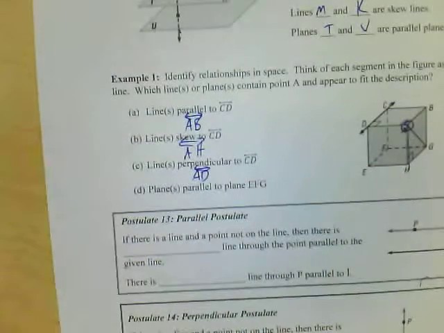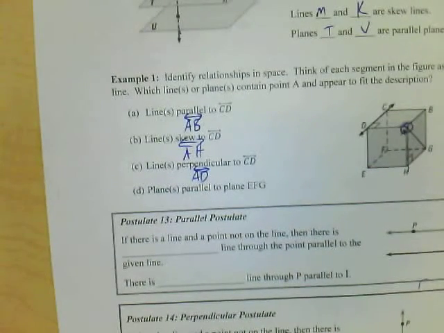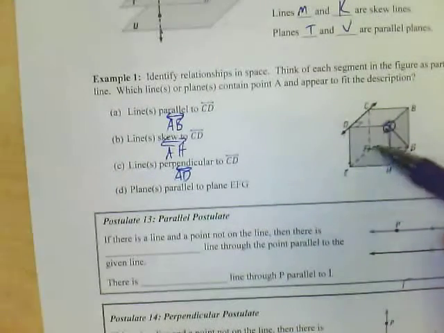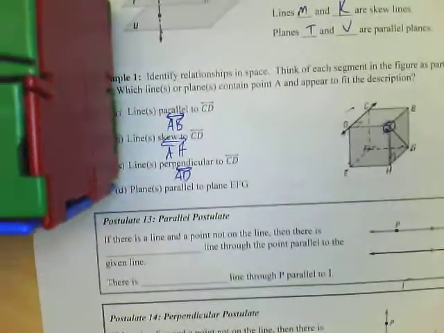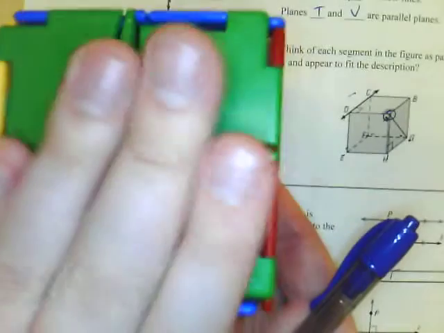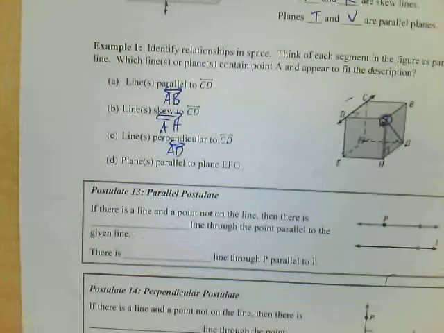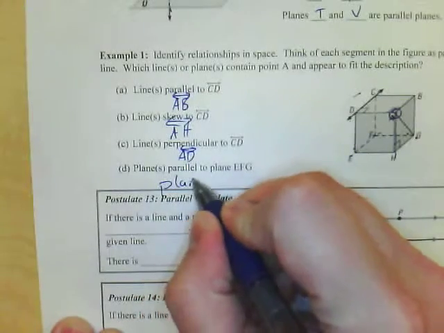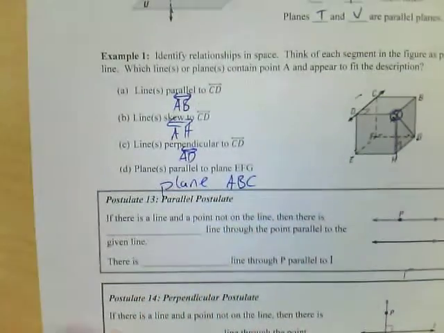And then if we want a plane parallel to EFG, well, plane EFG, that's the bottom plane. We have these 3 points here, so that's going to be the bottom of the cube. And then if we want a plane parallel to that, well, that's going to be the top of the cube. So if this is the bottom of the cube, then the plane parallel to that is going to be this other green one here. So we could say plane ABC would work. So again, when we're naming planes, we just name 3 points on that plane.